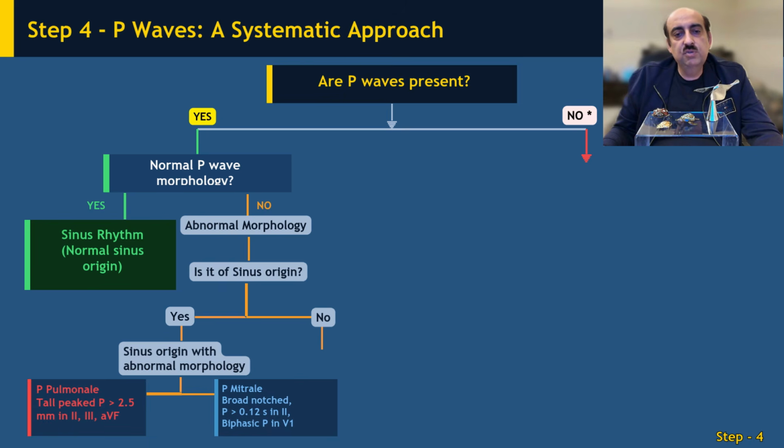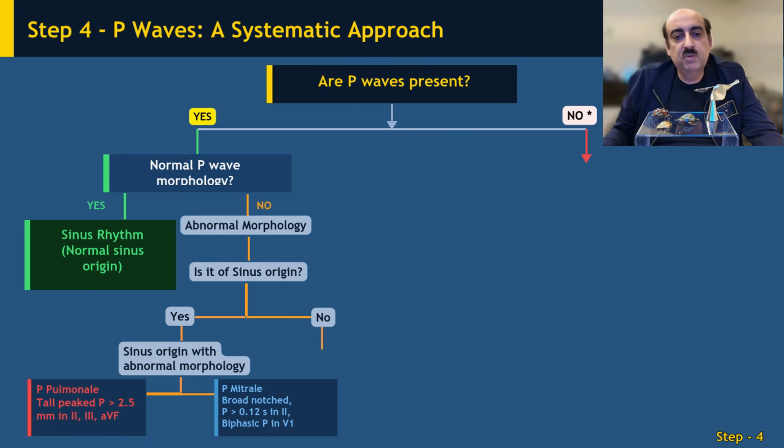If the morphology is not normal, then we come to the next part of the algorithm. If the answer to the P wave morphology is no, that means it's an abnormal morphology. Then the next question is, is it of sinus origin? Remember, it can still originate in the SA node, the sinus node, but the morphology may be abnormal. And if the answer is yes, then it's a sinus origin with abnormal morphology. So why is the shape different?